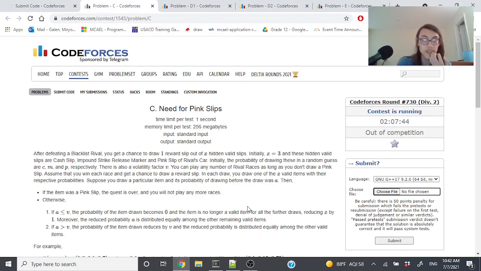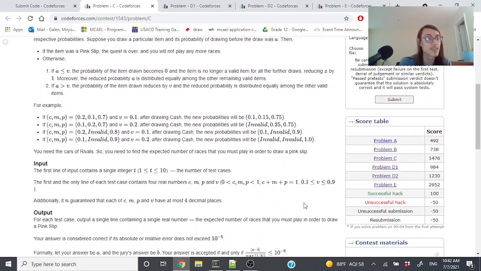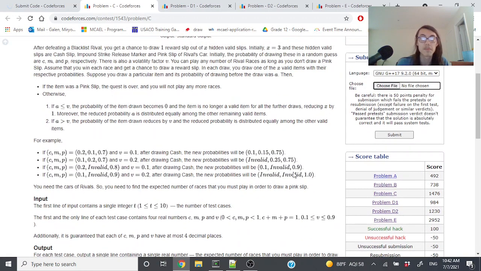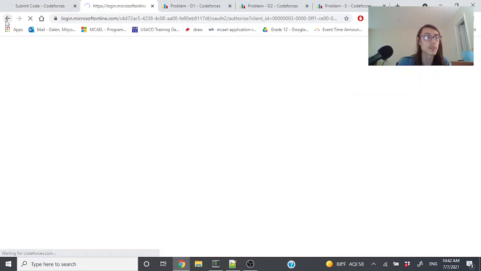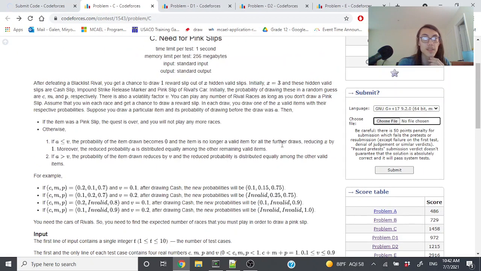Defeating a blacklist rival, you get a chance to draw 1 reward slip out of X hidden valid slips. It's not interactive. Oh shoot, I did not mean to click on it. Initially X equals 3, and these hidden valid slips are whatever. C, M, and its probability. Okay, this contest is exciting. C, M, and P. It's also a volatility factor. As long as you don't draw a pink slip.